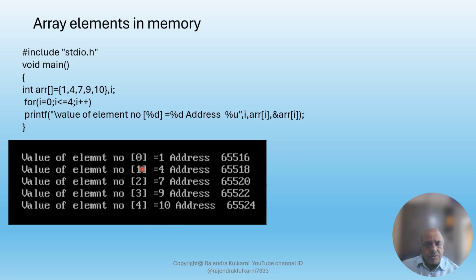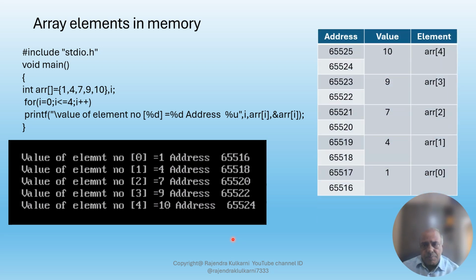So element number 0 is equal to 1 because we have assigned 1 to the array. We have initialized the 0th element of the array with value 1. Then 4, 7, 9 and 10. Look at the addresses of each and every element. Address of 0th element is 65516. Then the next element is 18, 20, 22, 24. So they are all in contiguous memory locations.